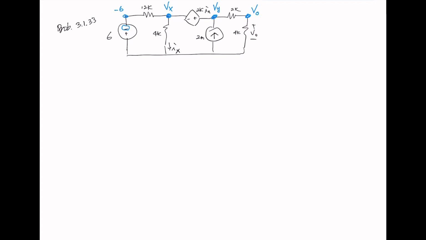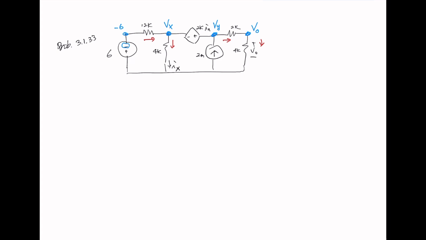First, we need to assign the direction of the current. So I'm going to just go from left to the right. Top to bottom is already there. Ix is the same one. This 2 milli, we don't have any choice but going upward, and then we have going here and going down there. So we assigned all the directions of current. Now by looking at this, there is a dependent voltage source between two nodes Vx and Vy. Therefore, we need to do supernode. Supernode is going to be this.